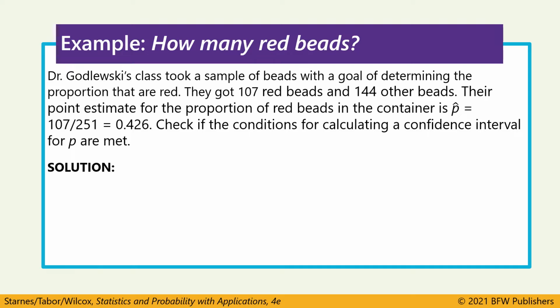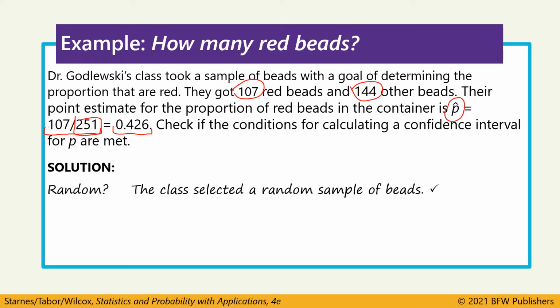So let's take a look at this example. Dr. Godlewski's class took a sample of beads with the goal of determining the proportion that are red. They got 107 red beads and 144 other beads. Their point estimate for the proportion of red beads in the container: the point estimate is the result of the sample, so it's a p hat, and it's 107 out of 251. That 251 comes from adding these two numbers together because that's the total number of beads, and we get our point estimate of 42.6%. First thing it's asking is for us to check those conditions.